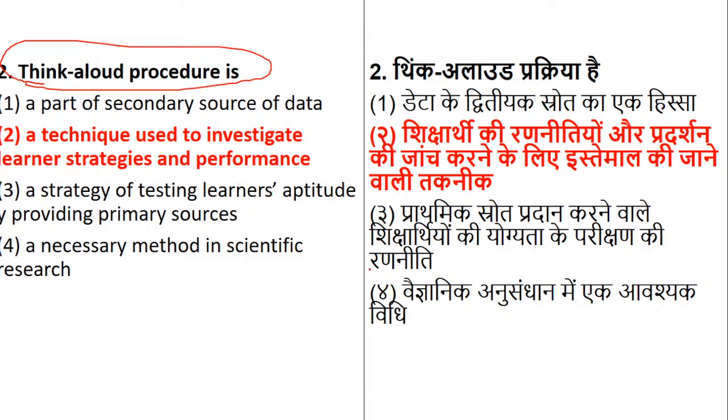And hence the right option is option number 2. A part of secondary source of data, no. A strategy of testing learners' aptitude, no. A necessary method in scientific research, no. It is a procedure which talks about the performance and strategies used by the learner, or a technique which is used by the learner itself. I hope all the new students are clear with this question now.